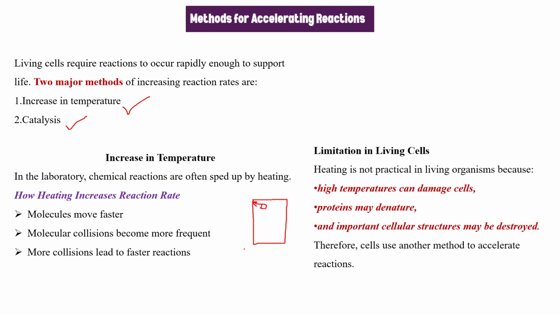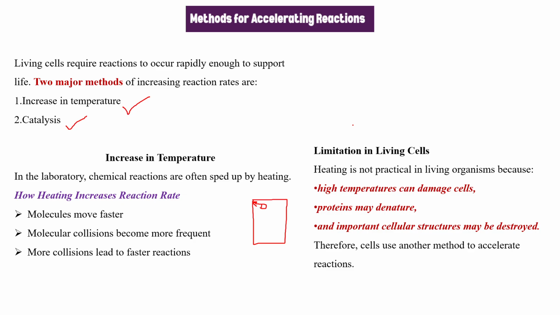Now let's move on. The limitation in the living cell is that even in living cells, when you are sick and your temperature is very high, they tend to cool it down. So high temperatures can damage cells, and the proteins may also denature. If there are enzymes there, your enzymes are going to be denatured, meaning the enzymes are going to lose their activity, and the probability that these enzymes will not regain their function is very high, because the moment you denature an enzyme, it's going to lose its function mostly.